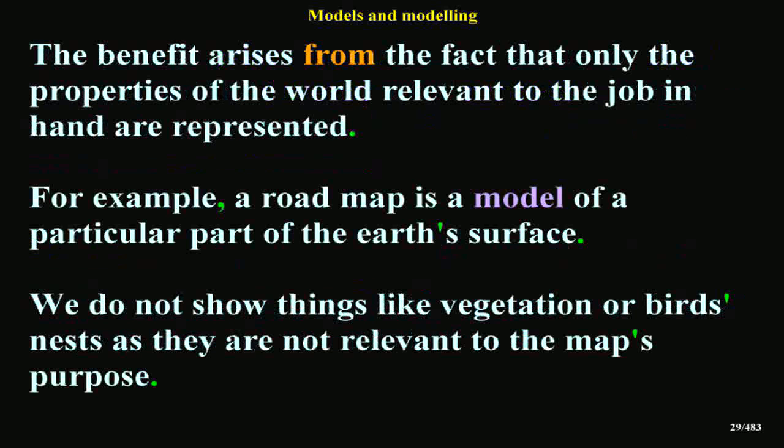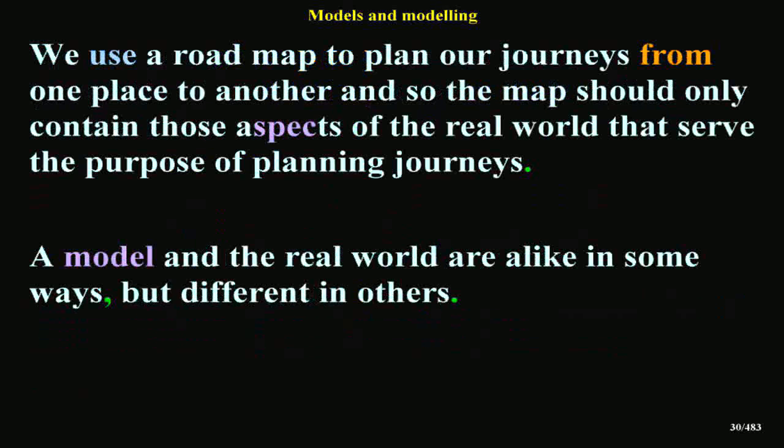The benefit arises from the fact that only the properties of the world relevant to the job in hand are represented. For example, a road map is a model of a particular part of the Earth's surface. We do not show things like vegetation or birds' nests as they are not relevant to the map's purpose. We use a road map to plan our journeys from one place to another, and so the map should only contain those aspects of the real world that serve the purpose of planning journeys.